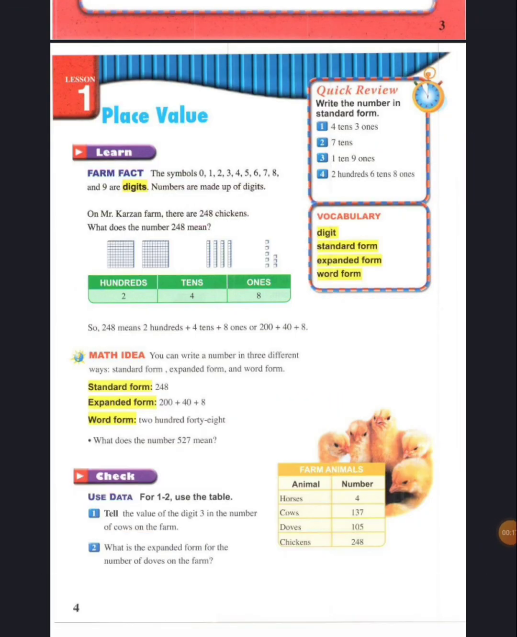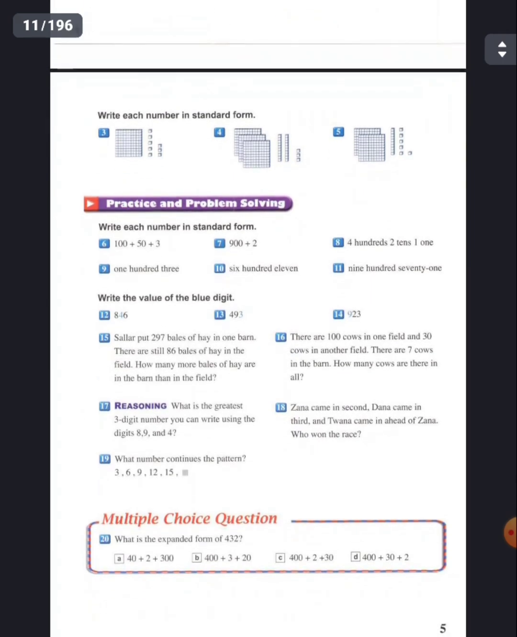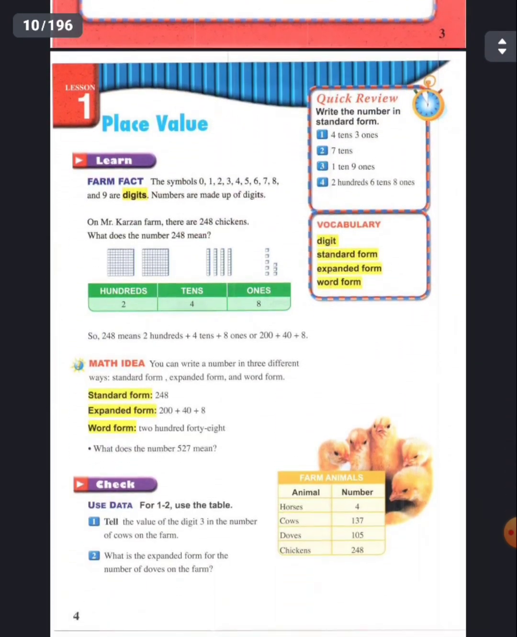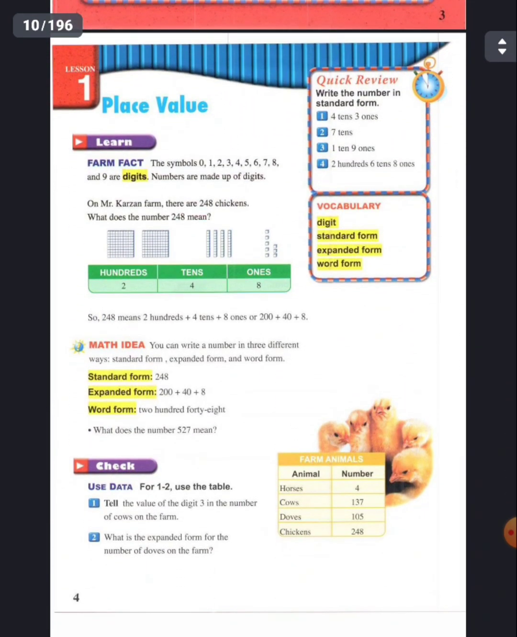Hello, welcome. Today we will need page number 4 and page number 5. We are in mathematics grade 3. So let's start together. At first we will make a quick review.